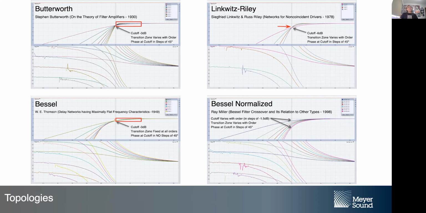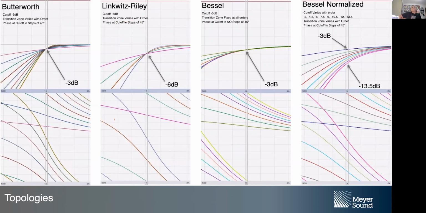And one variation of Bessel that was proposed by Ray Miller is to make the original Bessel filter, instead of always -3, change the attenuation at the cutoff in steps of 1.5 decibels starting at -3. So order number 1 attenuates -3, order number 2 attenuates 4.5, order number 3 attenuates 6, order number 4 attenuates 7.5, and it goes on. Then please go to the next slide, Marilyn.